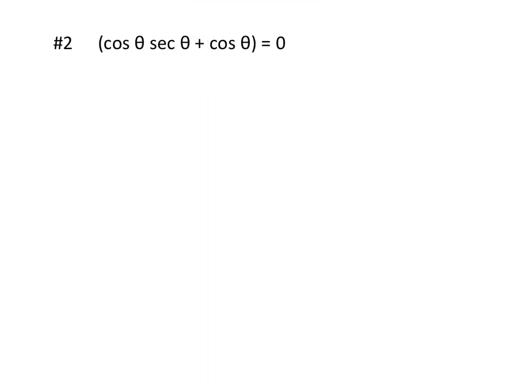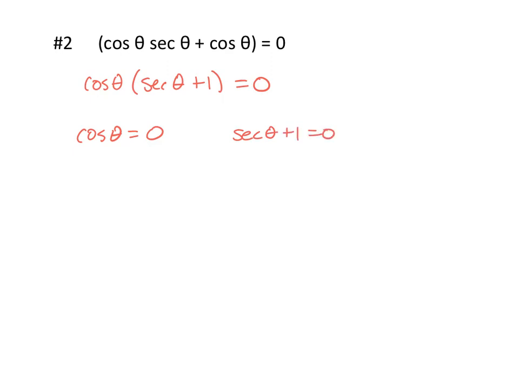And we see a problem like this. We have cosine times secant plus cosine equals 0. So I could factor out a cosine from both of these terms. I get cosine theta times (secant theta plus 1) equals 0. When I have a factored equation equal to 0, I can take each of my factors and set them equal to 0. So I can have cosine equal to 0, and then secant plus 1 equal to 0.